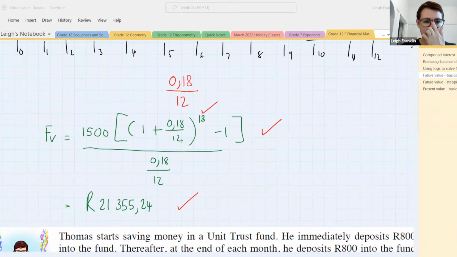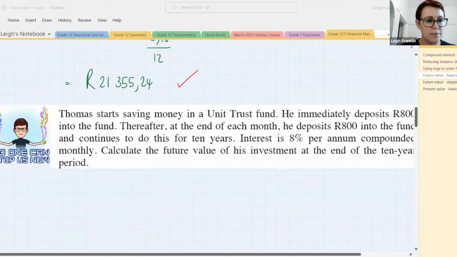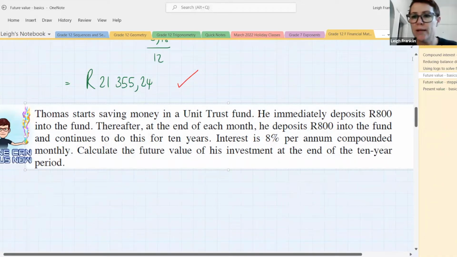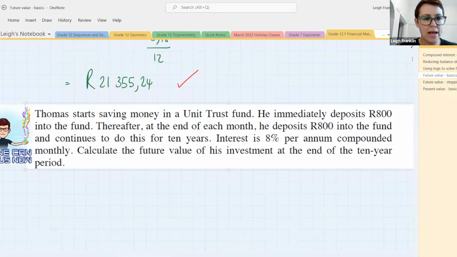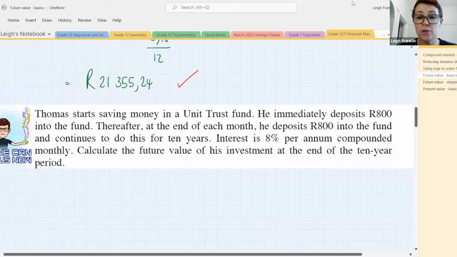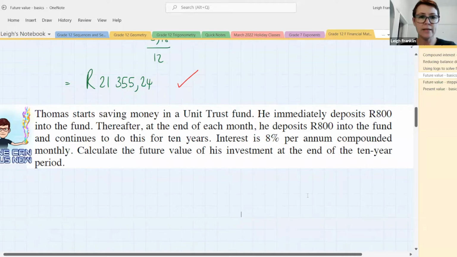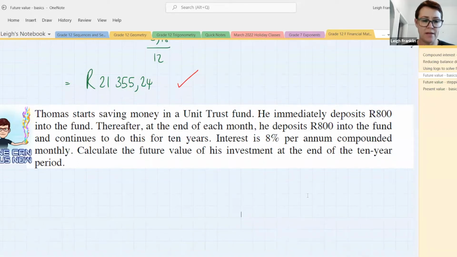Okay, all right. Let's have a look at the next question. Let me move this over and do that. Okay, so now we're talking about Thomas, and he starts saving money into a unit trust fund. He immediately deposits 800 Rand into the fund. Thereafter, at the end of each month, he deposits 800 Rand into the fund and continues to do this for 10 years. Interest is 8% per annum compounded monthly. Calculate the future value of his investment at the end of the 10-year period.